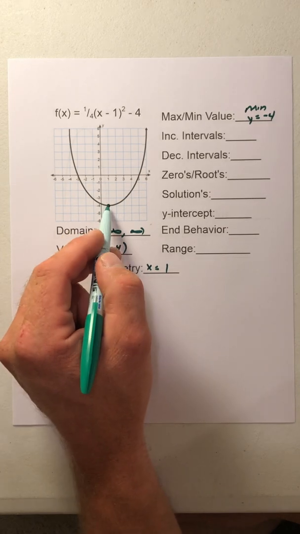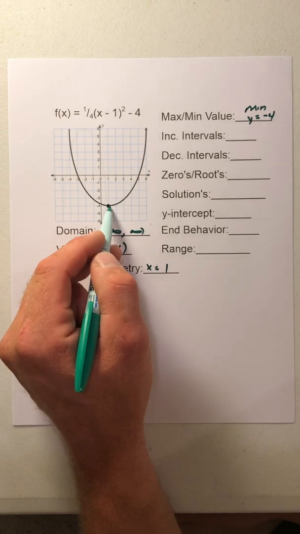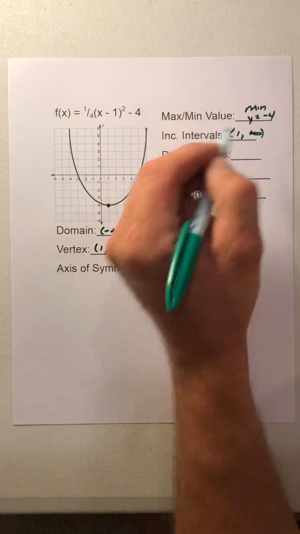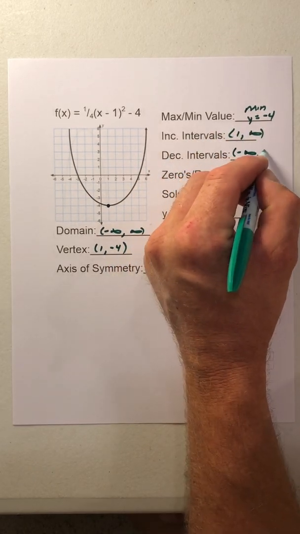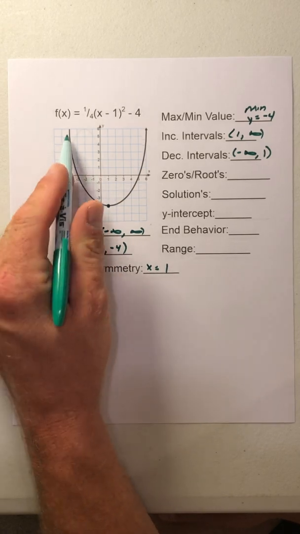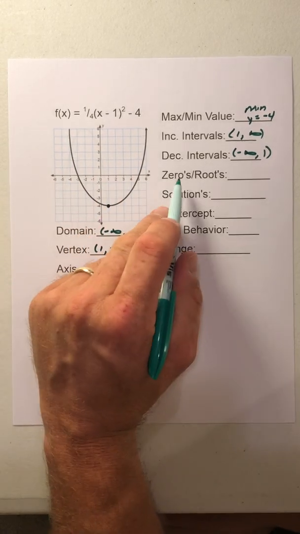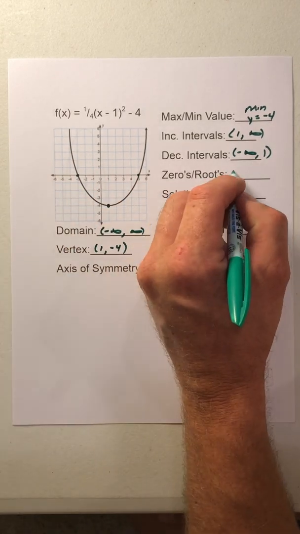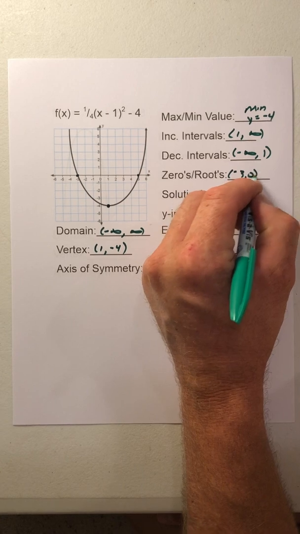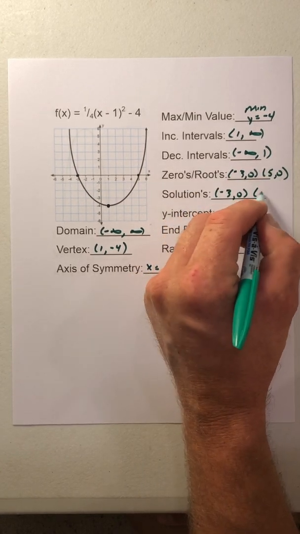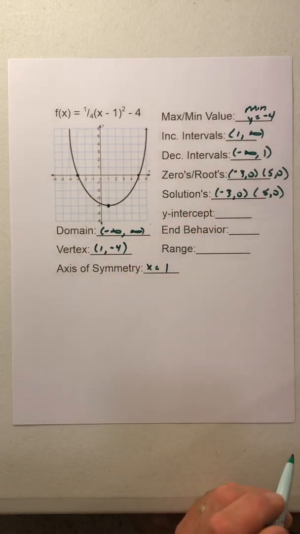My increasing interval, I'm going up from 1 to infinity. I'm decreasing from negative infinity to 1. So negative infinity to 1 on the x-axis, these values are all decreasing. My zeros, I cross through -3, 0, and 5, 0. Again, my solutions are the same as my roots. So I can have -3, 0, and 5, 0.